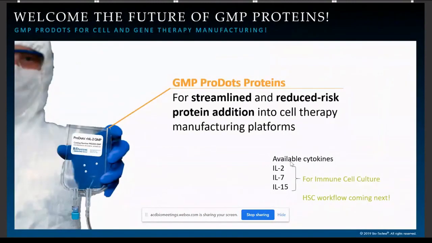I want to highlight the PRODOTs as well, so changing gears here. The proteins that we have historically made, we have modified to what we call PRODOTs, which are these spherical lyophilized balls of cytokine within enclosed bags, shown here. Right now we have IL-2, 7, and 15 for immune cell culture, and we're working to expand this portfolio into other cell culture-focused areas.